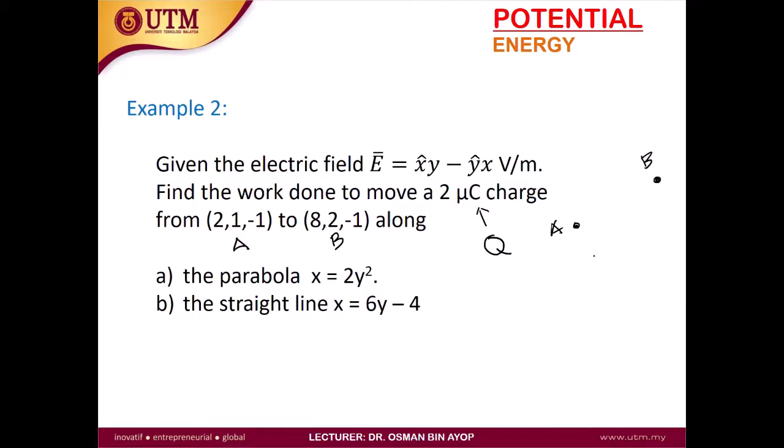For A, we have the parabola. Maybe the road is like this. This is our dl. And then we have a straight line. Okay, we go straight here, so we have another dl. So the dl is given by these equations. That is the situation.